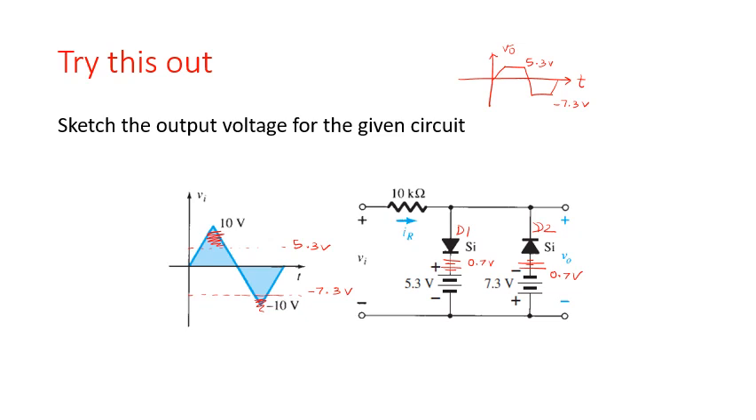This is going to be 5.3 plus 0.7, which is 6 volts. This is going to be 7.3 plus 0.7, which is 8 volts. So what has happened now is this 5.3 is going to become 6 volts, and this minus 7.3 is going to become minus 8 volts. So when you are drawing this waveform, your waveform is going to be the exact same thing. The only difference is it's going to go till 6 volts over here and till minus 8 volts over here. So this will be your output waveform.